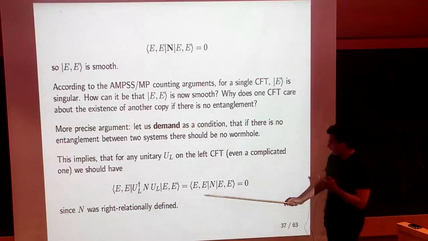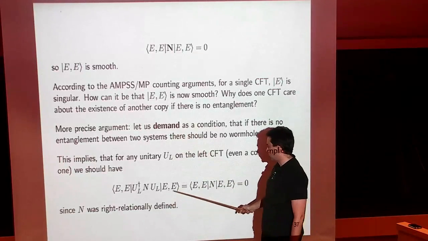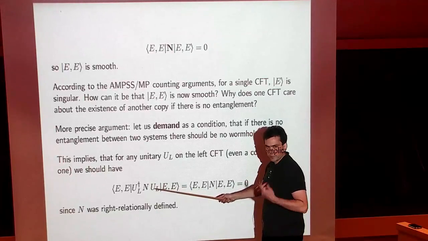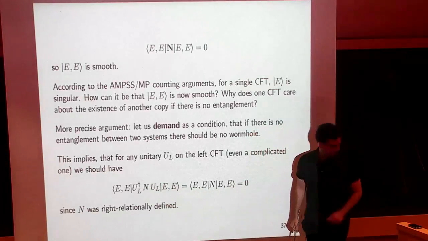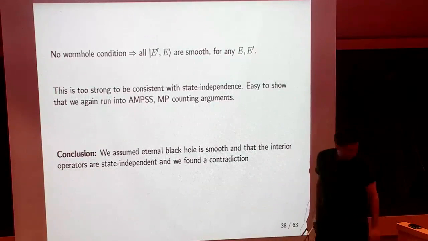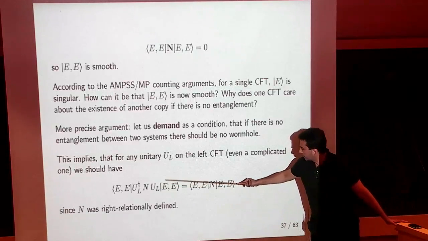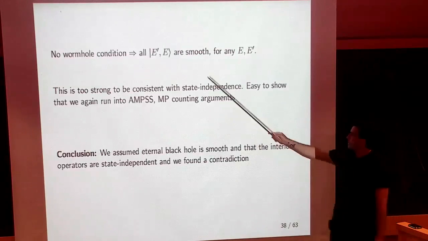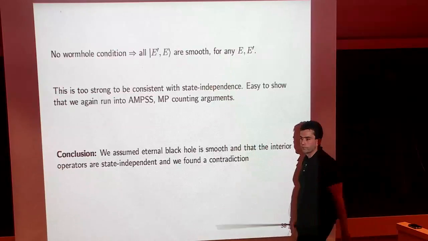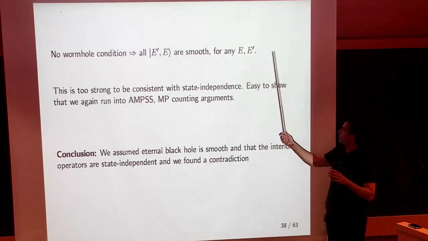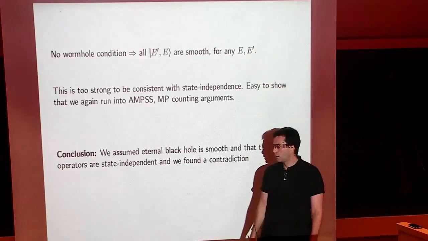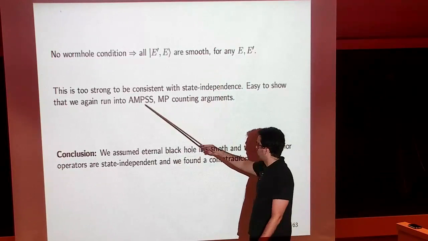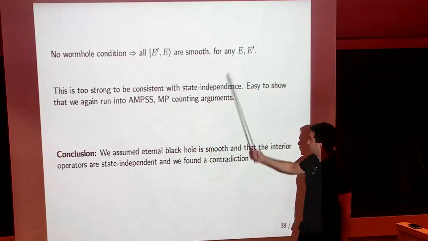So if you now demand that there's no wormhole, then you get a condition that even if you evaluate the number operator on these states where you have modified them with this unitary, the result will be 0. And this means that you can select this unitary to map the state E into any other state E prime in the CFT, and then you get a conclusion that all states of the form E prime E are smooth. There's no need for E and E prime to be the same; they can be different. Yeah. And then basically this is too strong a statement, and you can easily show that you can repeat the counting arguments to argue that this is inconsistent.